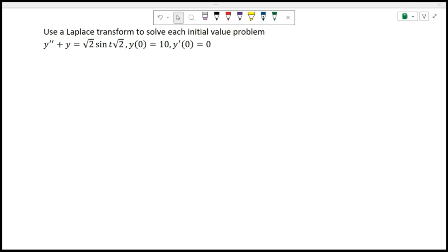Now, the first step in solving these problems is to apply a Laplace transform to each part of the equation. So I'm going to take the Laplace of y double prime plus the Laplace of y equals the Laplace of root 2 times the sine of t times the square root of 2.